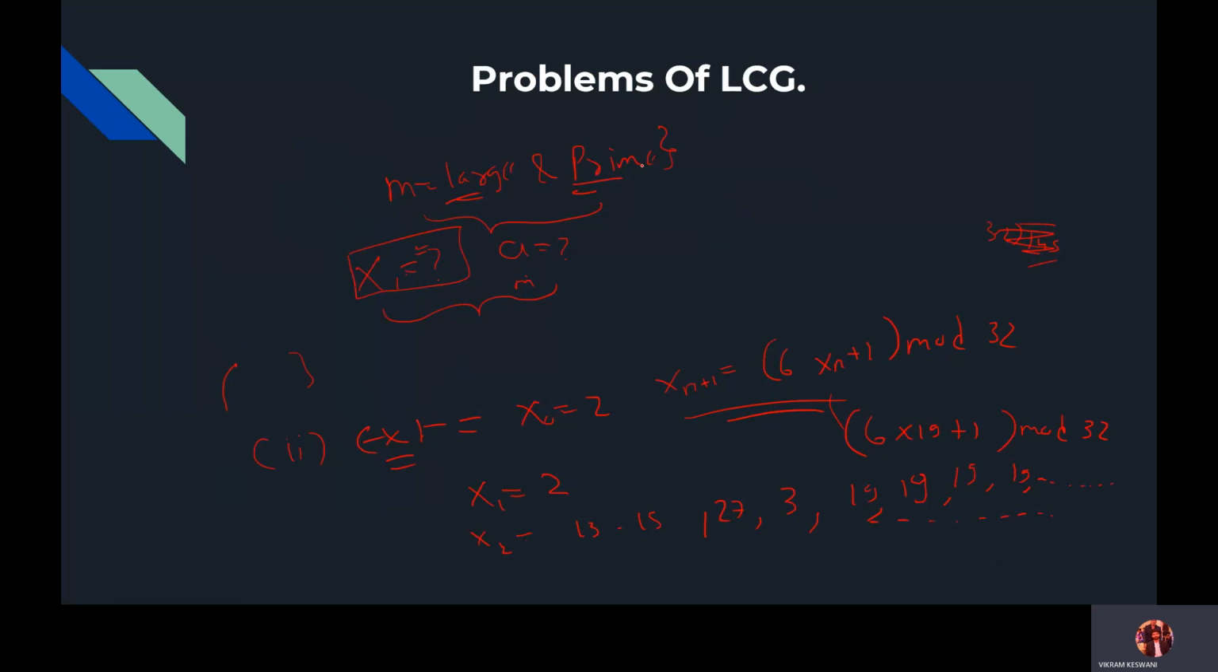So we have to choose A, C, M, and X naught, the initial seed, carefully. All these four values should be chosen very precisely. There are some very standard values used for the generator. For c equal to 0, we can choose a equal to 75, and m should be a prime number, as large as possible or close to a prime, like 2 power 13 minus 1.